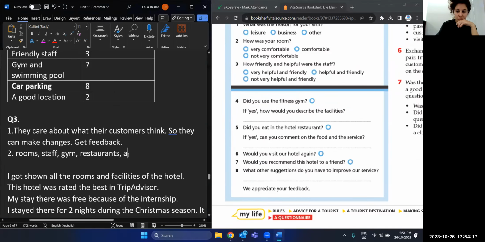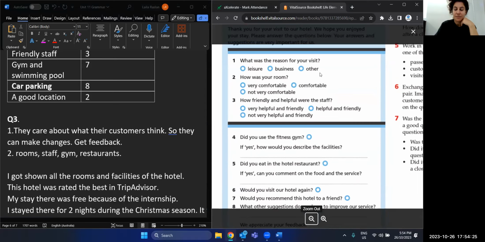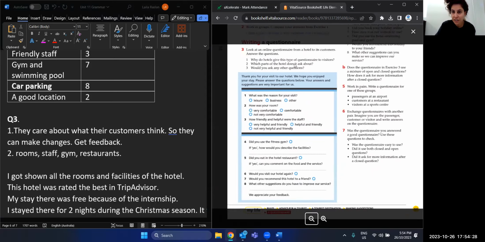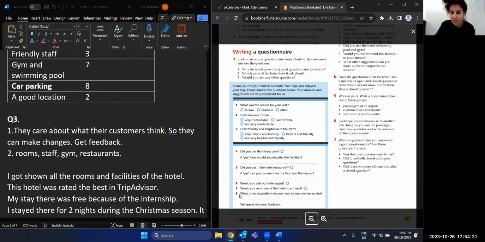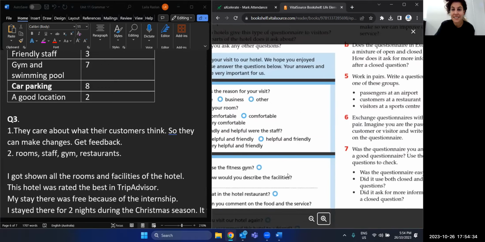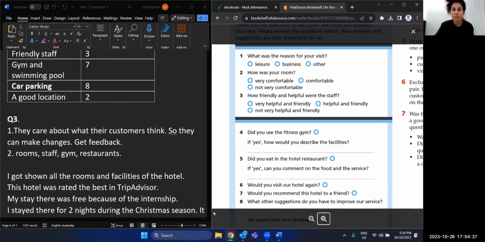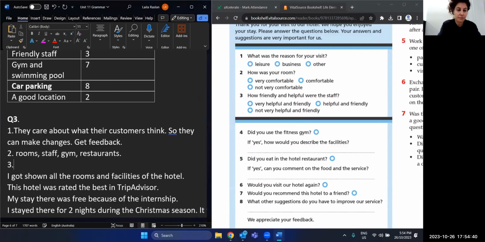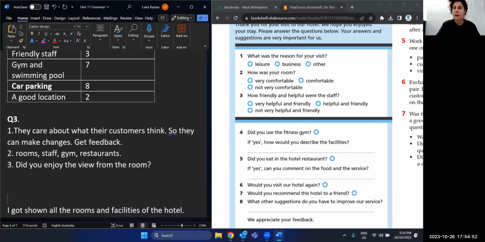Number 2, would you ask any other questions? So imagine if you were this hotel and you did this questionnaire. It's a very short questionnaire, 8 questions. Would you ask any other questions? Maybe, did you like the view from your room? Did you enjoy the view from the room? That's a good question. I mean, it depends. Usually when you book your hotel, you have an option. You can get the city view, the garden view, or park view. But I would ask, did my customers enjoy the view?